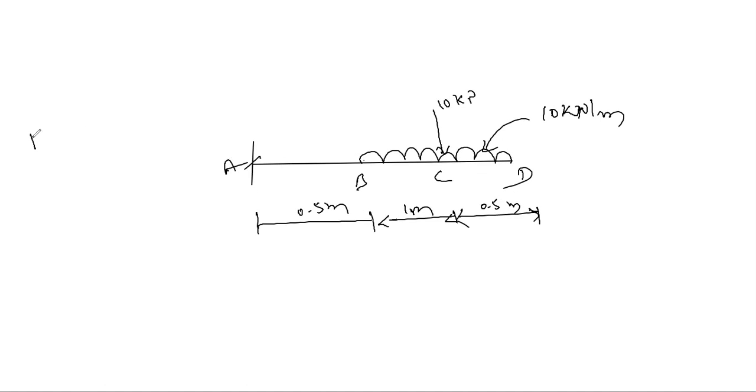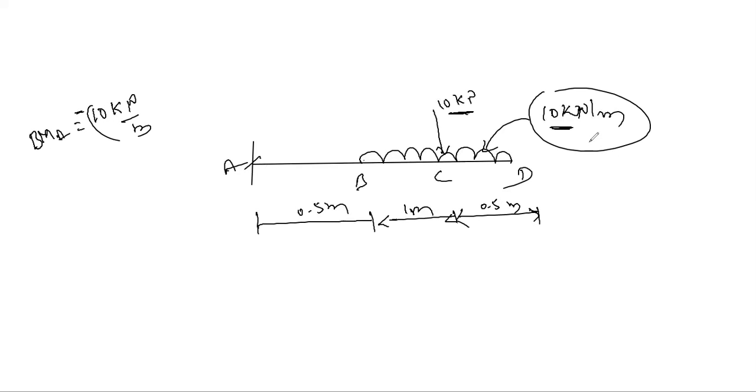So to calculate the bending moment at A, we need to consider the forces which are acting right of this point. First, we will take any force. You may take this force or this force. First, we will take this force now. We have a UDL of intensity 10 kilonewton per meter. Since it is bending moment, it should be negative. 10 kilonewton per meter is the UDL.